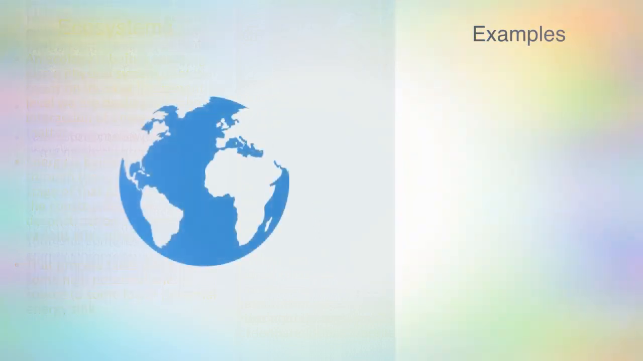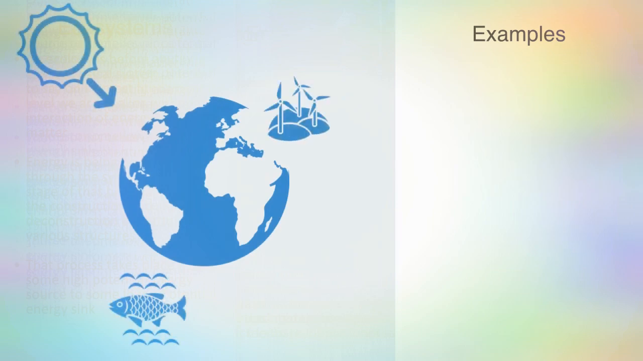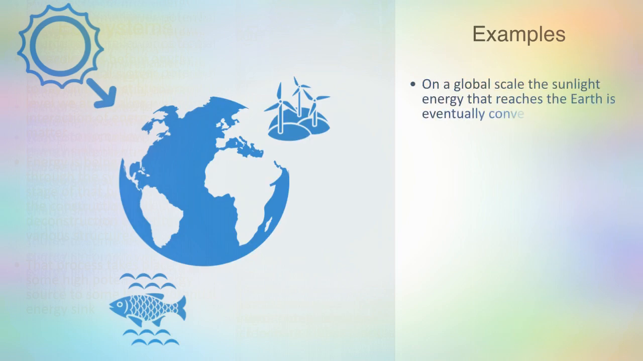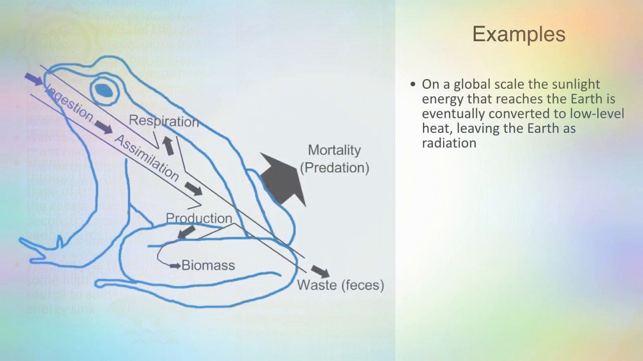On an abiotic level, the ocean conveyor belt is driven by an energy gradient between the warm equator and the cold poles. The atmospheric winds are driven by an energy gradient between warm and cool geographical locations. On a global scale, the sunlight energy that reaches the Earth is eventually converted to low-level heat, leaving the Earth as radiation. On a biotic level, all biological creatures are driven by the energy gradient between the resources they consume and the entropy they export.